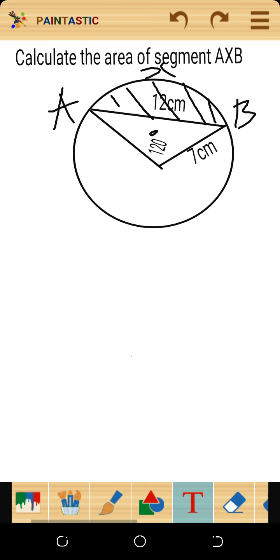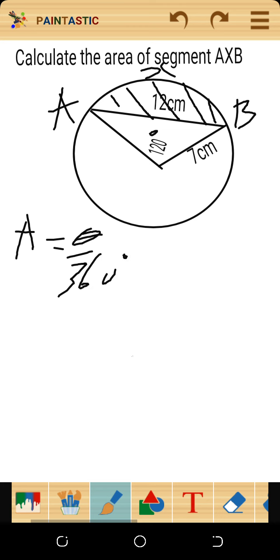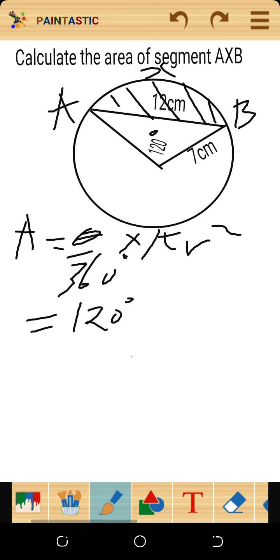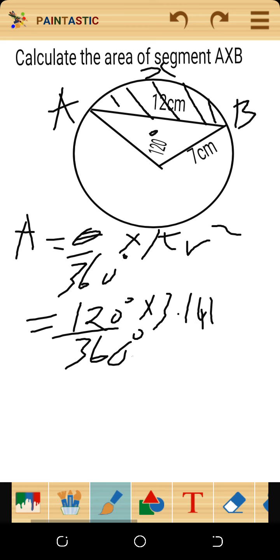So to calculate the area of the sector, this is given by the formula theta over 360 degrees multiplied by pi r squared. The angle is 120 degrees over 360 degrees multiplied by 3.142 multiplied by radius is 7.